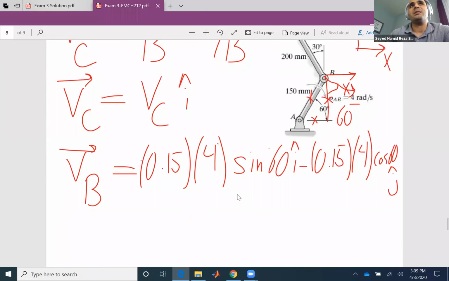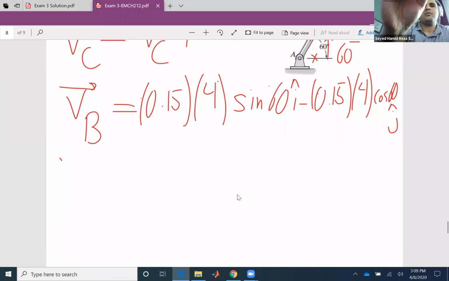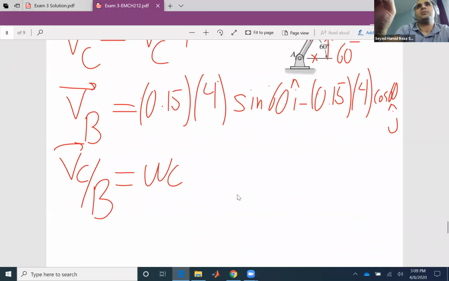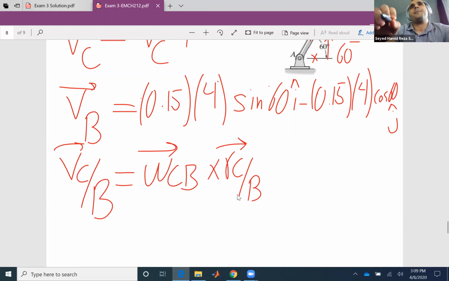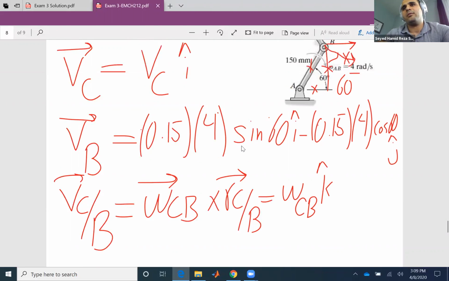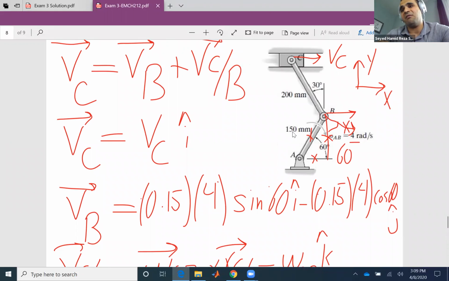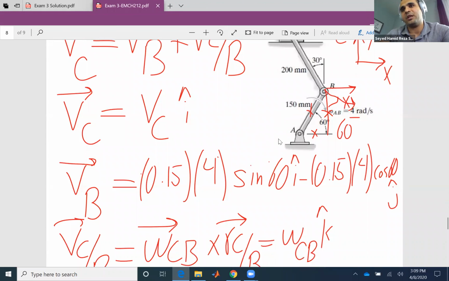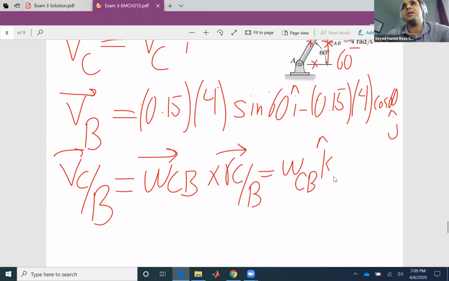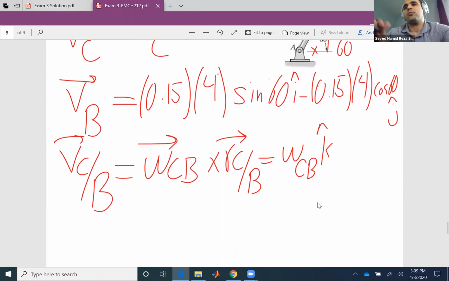Now I need to write VCB. VC with respect to B is omega CB cross RC with respect to B. Omega CB is a 2D problem, so it's towards Z. Here I assume that counterclockwise is positive. Then at the end, if I find a negative value, then I know that the direction that I assumed is incorrect. Omega CB K cross RCB.